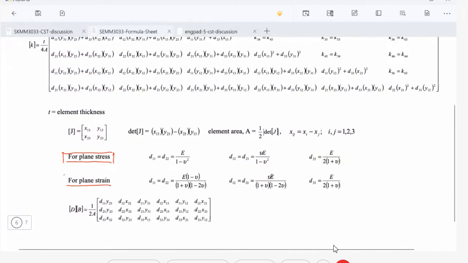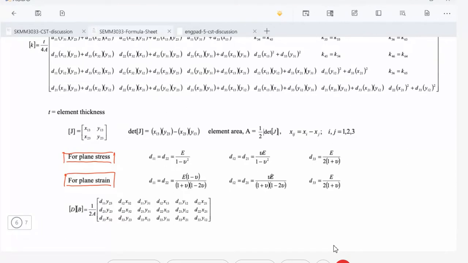These are idealizations. Instead of using 3D, we use either plane stress or plane strain to avoid the complication of using a 3D element. If you want, you can also use a 3D element here, but we simplify this problem. It becomes a 2D problem, which in this case is CST. But you need to understand whether we are going to use plane stress or plane strain.